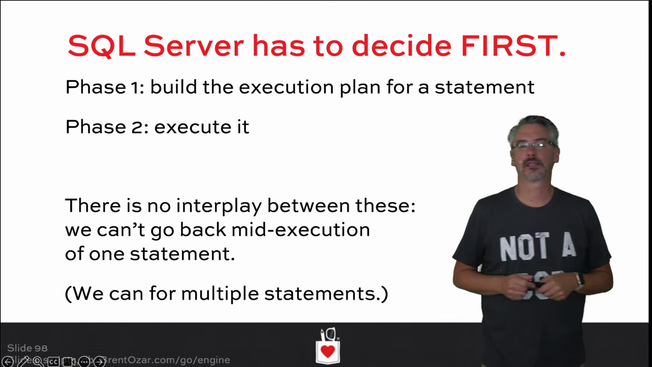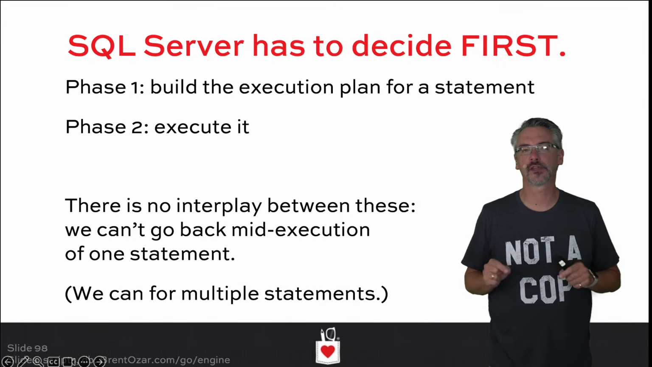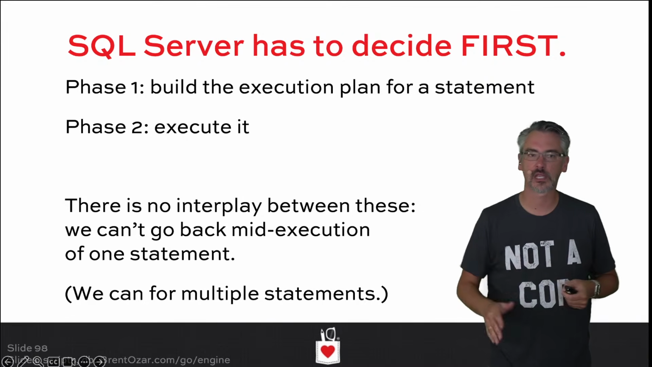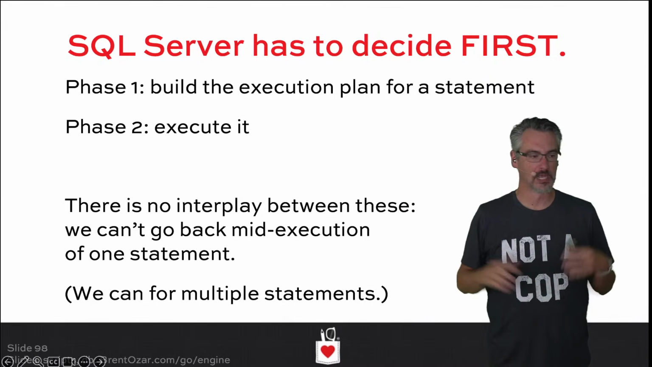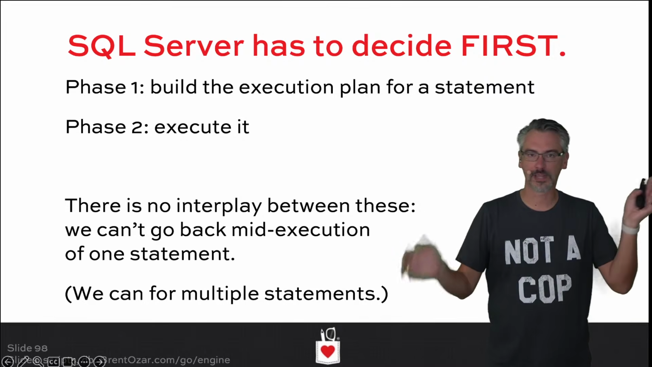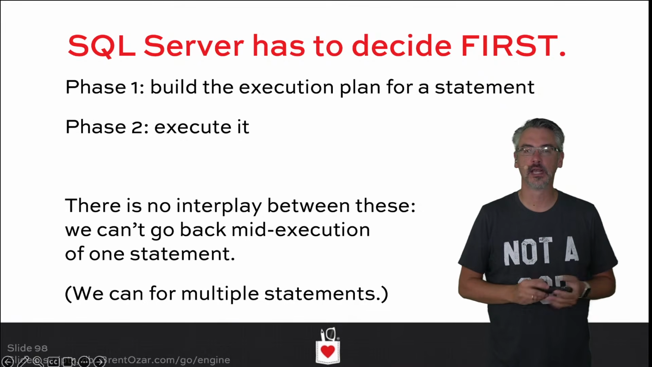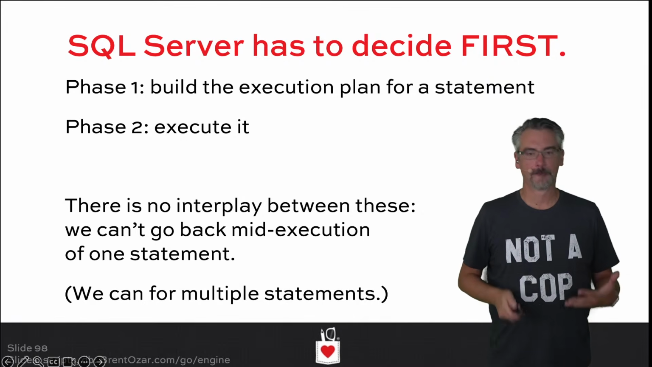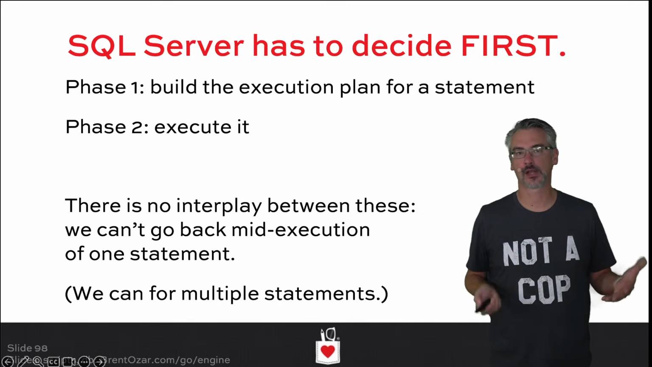SQL Server has to make this decision first. SQL Server has to figure out which one of these two it's going to do. There is a hard, firm line in between these two phases. SQL Server isn't like Oracle, where it will recalculate execution plans on the fly. SQL Server is going to have that project manager sketch everything out that needs to be done. And if it's a bad decision, doesn't matter, we're stuck with it.